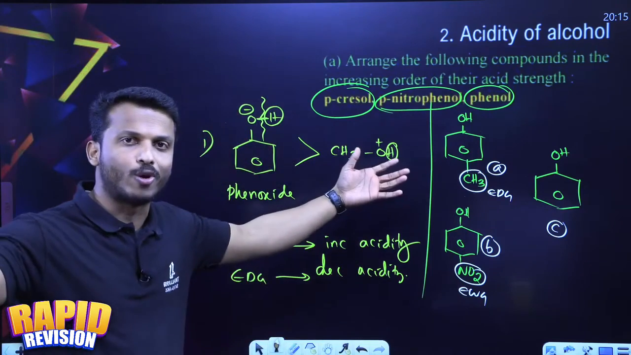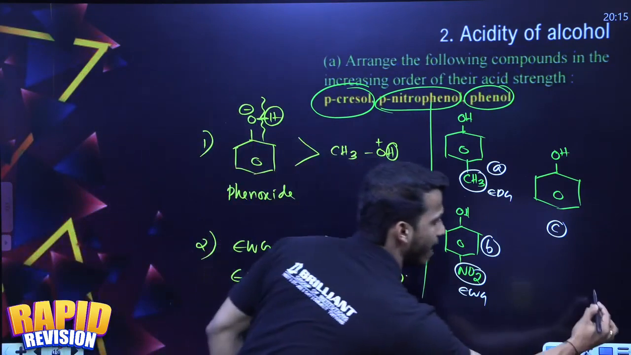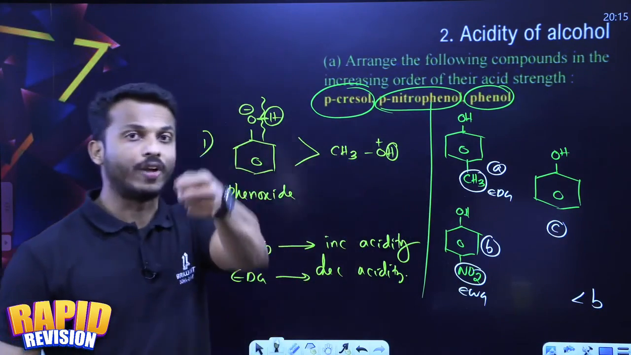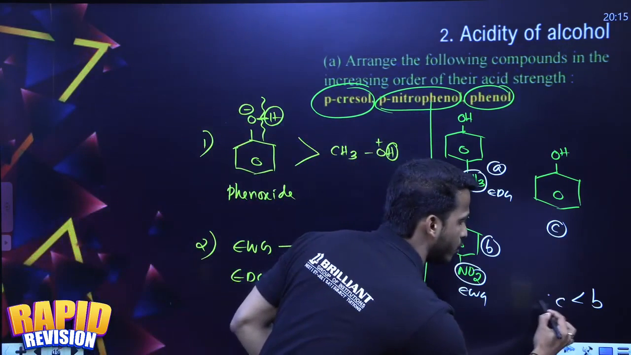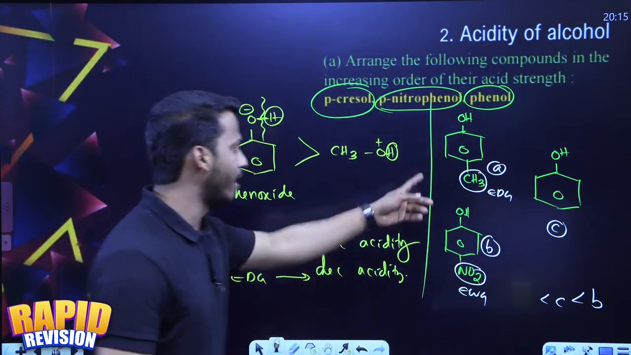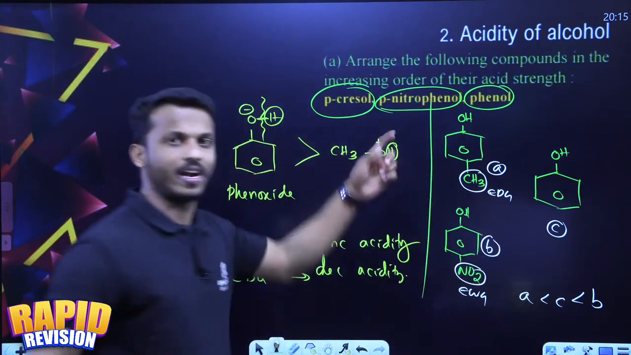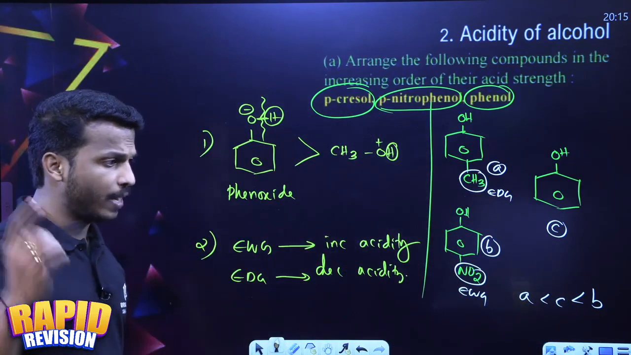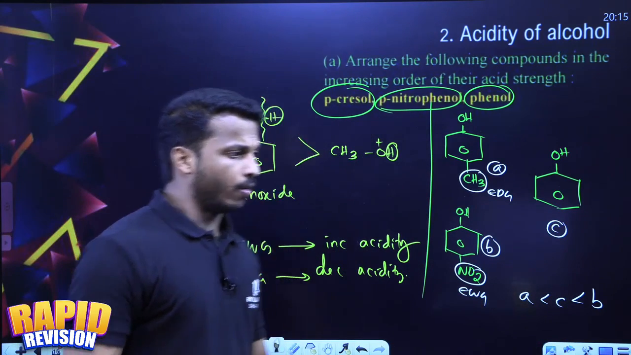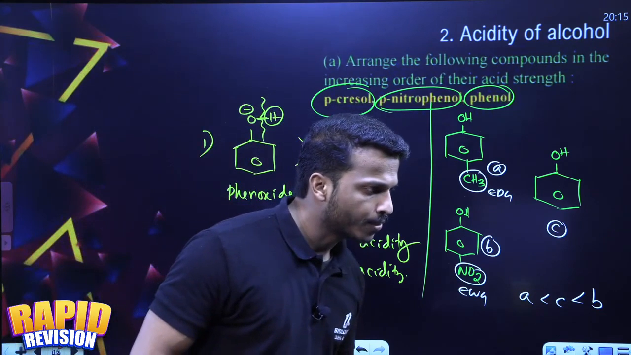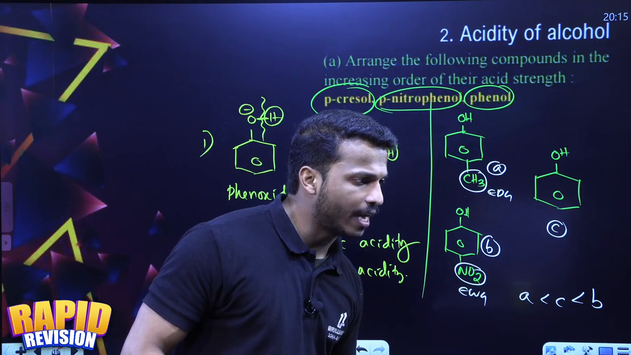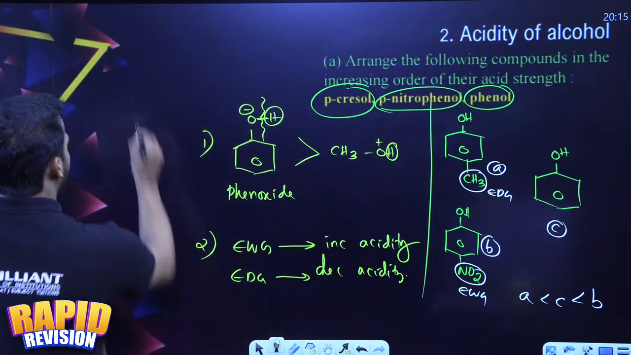Among these, which is the most acidic one, dear all? B is more acidic because it contains an electron withdrawing group. Then C, because it does not contain a donating group. And the last one is A, because it contains an electron donating group. So please remember, all of you, carboxylate ion is the most resonance stable.